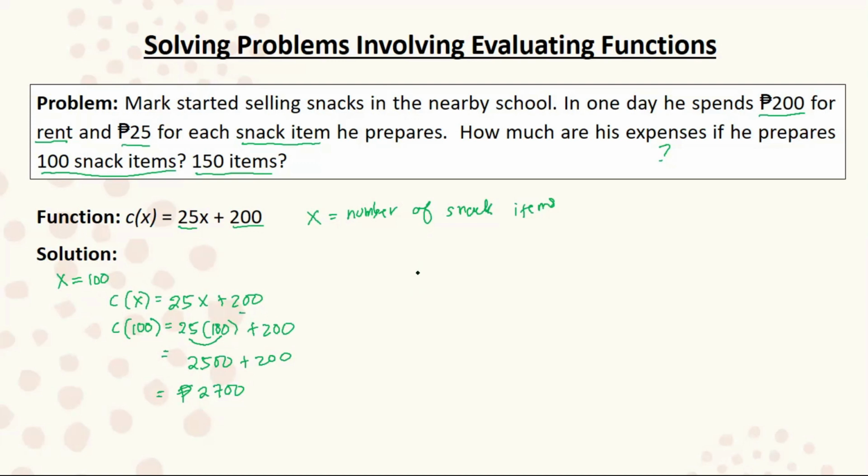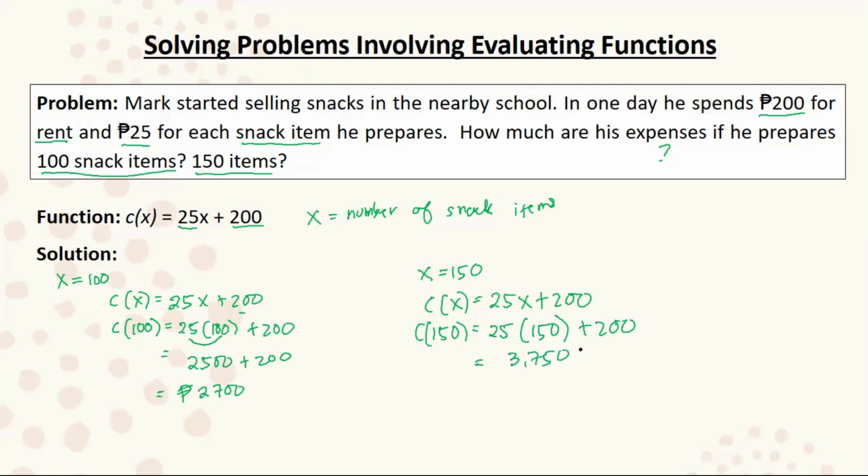Now, what if he prepares 150 snack items? How much are his expenses? So, copy the function, then do the substitution. X is 150, so we have c of 150 equals 25 times 150 plus 200. So, 25 times 150 is 3,750 plus the rental fee all in all is 3,950. That's it for solving problems involving evaluating functions.